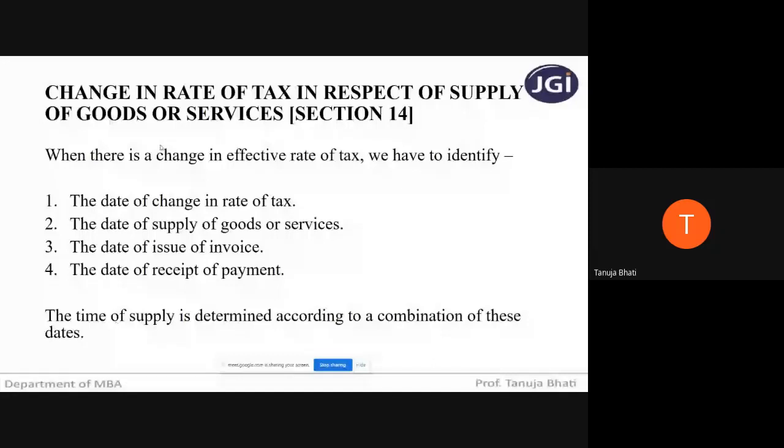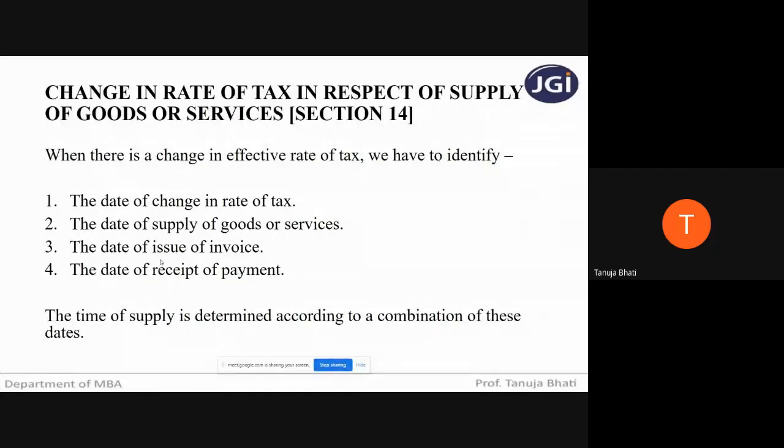So let me once again quickly help you all go through this. Whenever there is a change in the rate of tax, which means that a particular commodity may be taxed at 12%, later the government may increase it to 18% or vice versa. In that case, to know what rate is to be applied to a commodity in that particular period of change, you need to know four important dates. That is date of change in the rate of tax, date of supply of goods or services, the date of issue of invoice, and the date of receipt of payment.